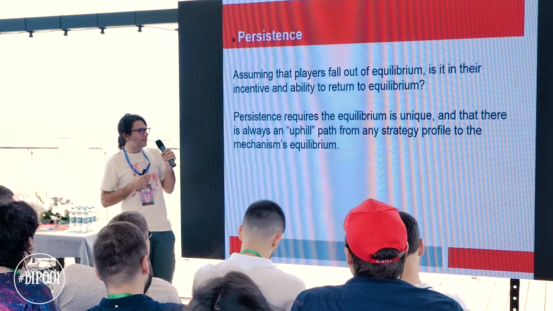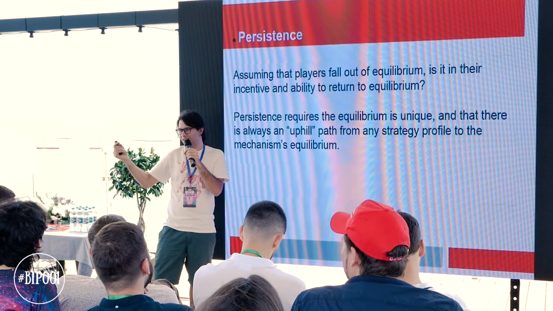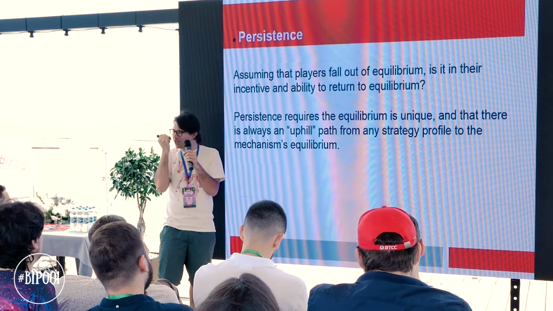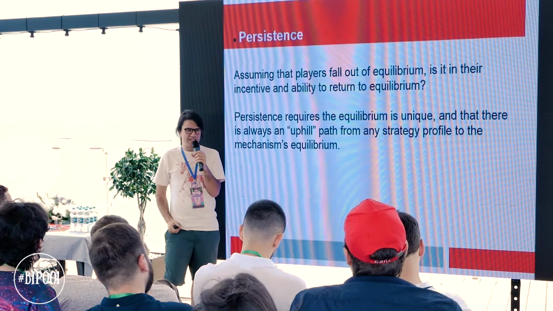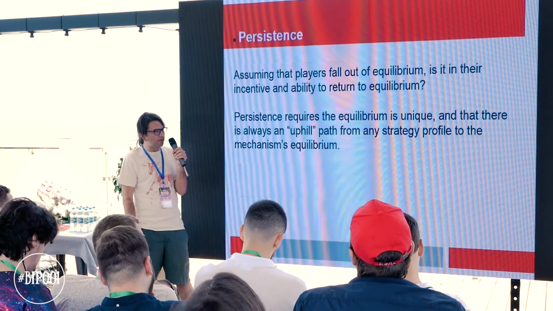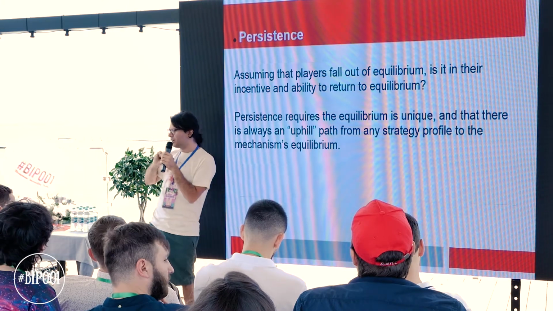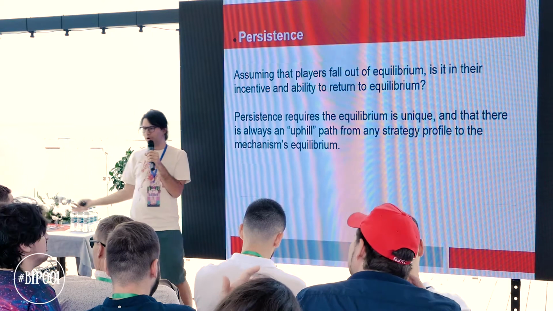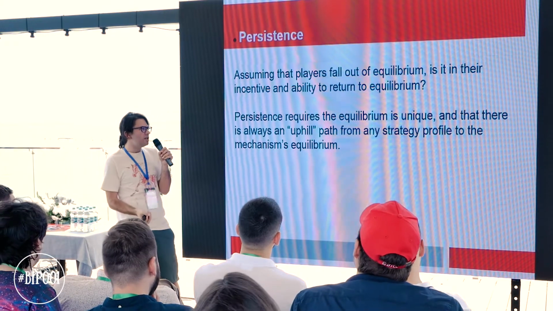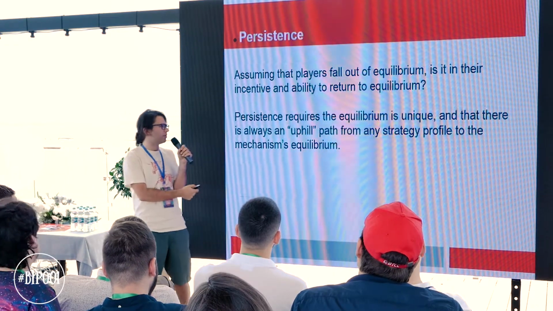Persistence: basically the question is, if we happen to be at this strategy profile over here, will we get back to the equilibrium? Is there a way for people to rationally deviate from any possible strategy profile to the one that the protocol intends? And if so, then we say that it's persistent, in that any way that you can push it over, it will recover as soon as you let go of that pressure. And basically it requires that we have a unique equilibrium and that there's always an uphill path for these deviations to that equilibrium.